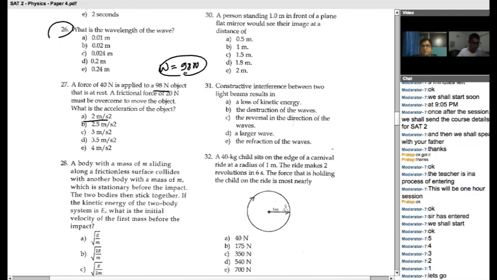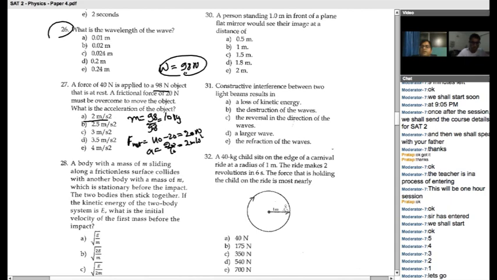First to find the mass: mass is 98 by 9.8, that is 10 kg. Now what is the total force? 40 minus 20, that is 20. Then acceleration is 20 by 10, that is 2 meters per second square.